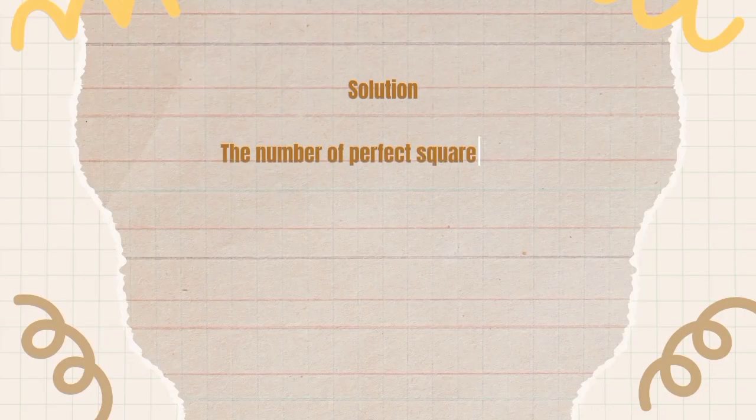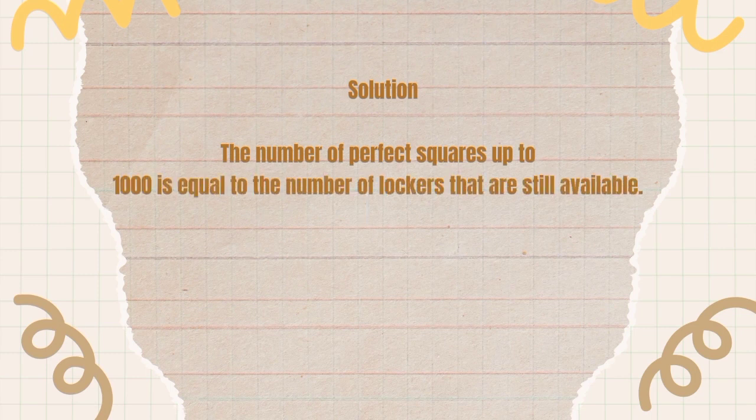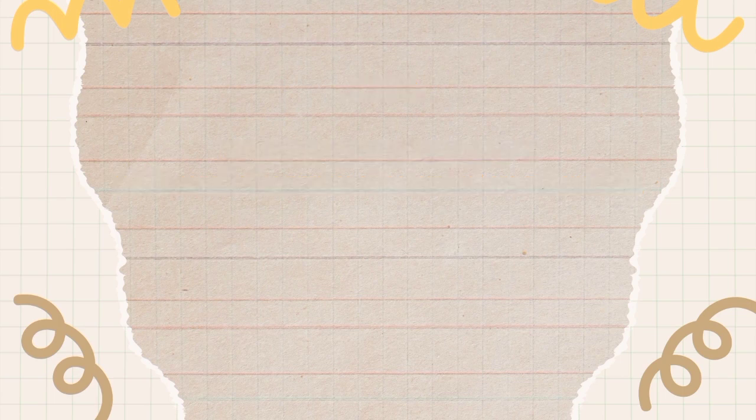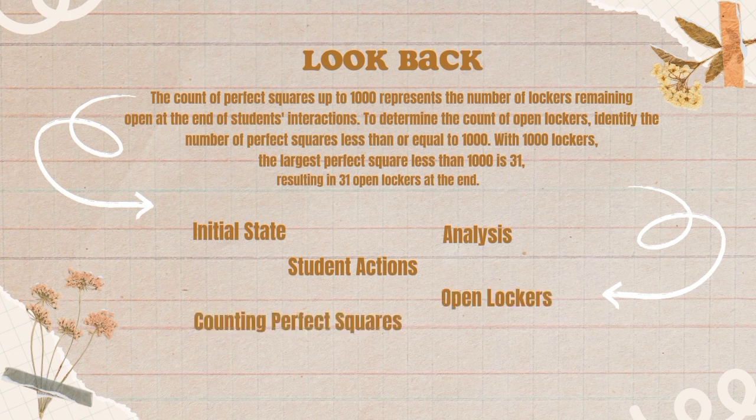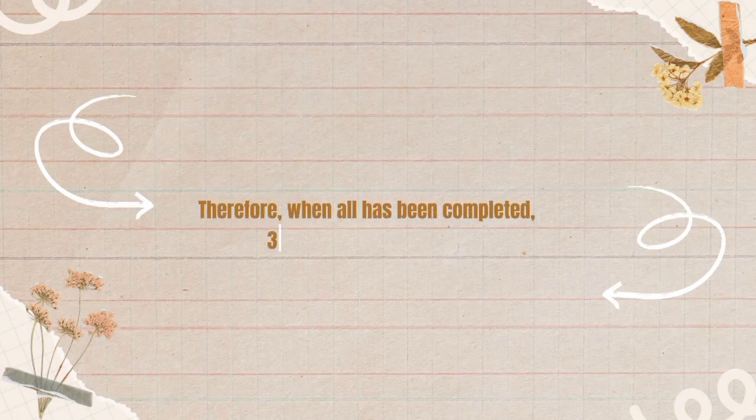In the solution, the number of perfect squares up to 1000 is equal to the number of lockers that are still open. Looking back, the count of perfect squares up to 1000 represents the number of lockers remaining open at the end of the students' interaction. To determine the count of open lockers, identify the number of perfect squares less than or equal to 1000. The largest perfect square less than 1000 is 31 squared, resulting in 31 open lockers at the end. It covers the initial state, student action, analysis, open lockers, and counting perfect squares. Therefore, at the end, when everything has been completed, 31 lockers will be open.